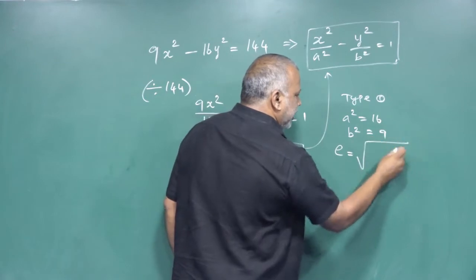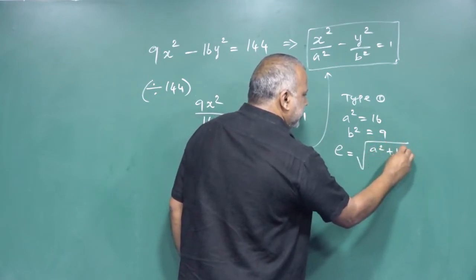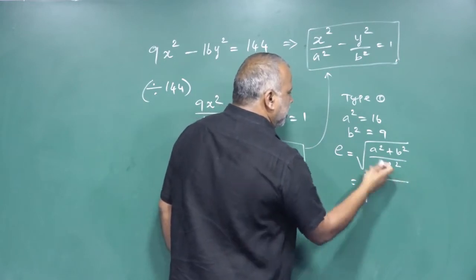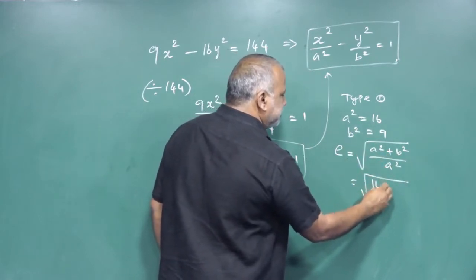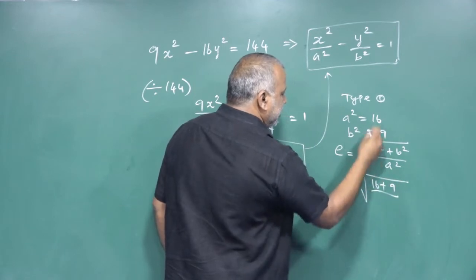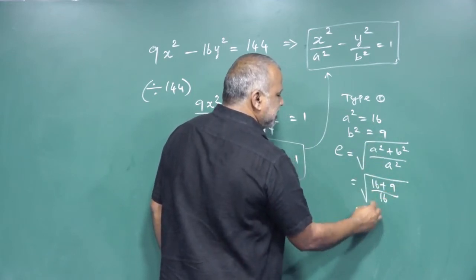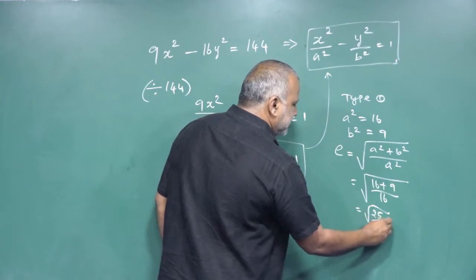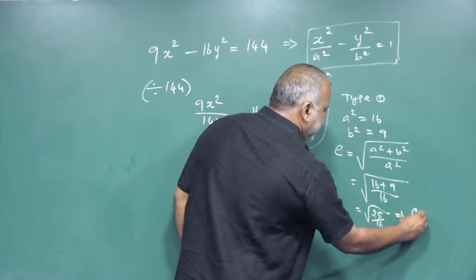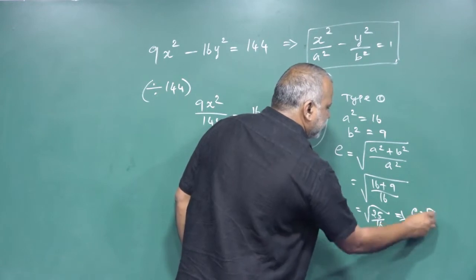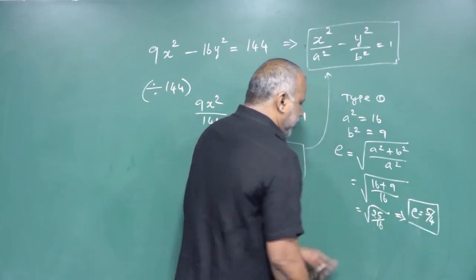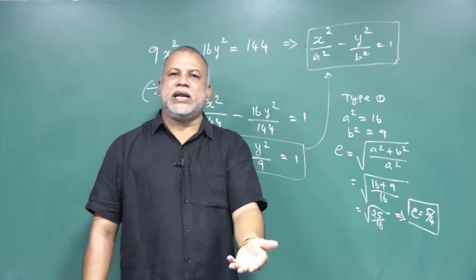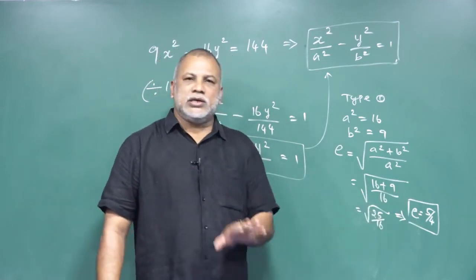What is the formula to find the value of e? e equals the square root of a squared plus b squared divided by a squared. So square root of 16 plus 9 divided by 16, that means square root of 25 divided by 16. That means e equal to 5 divided by 4. The value of e is 5 by 4, which is greater than 1.